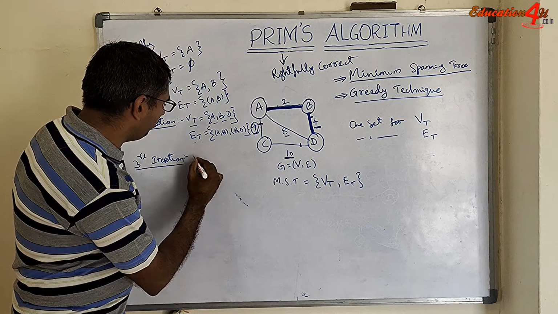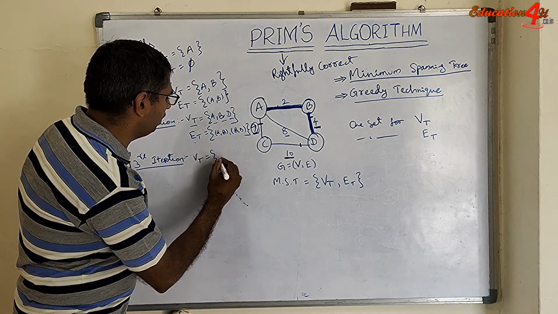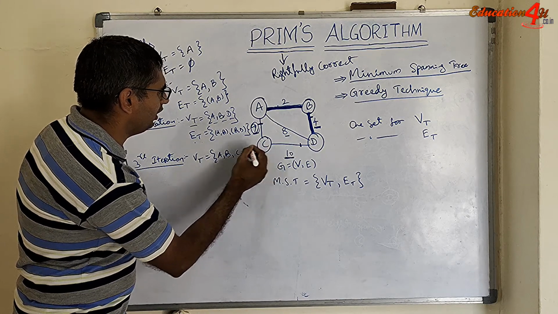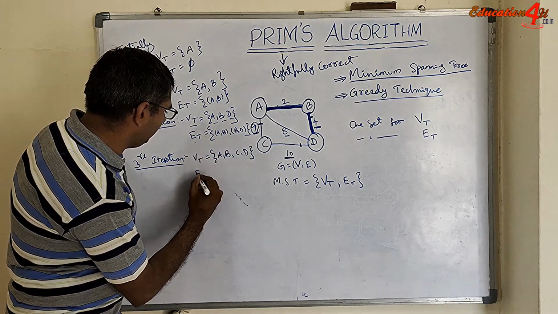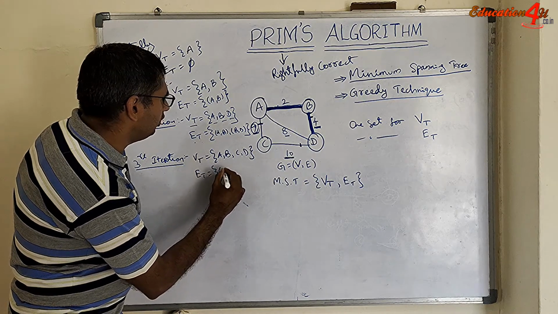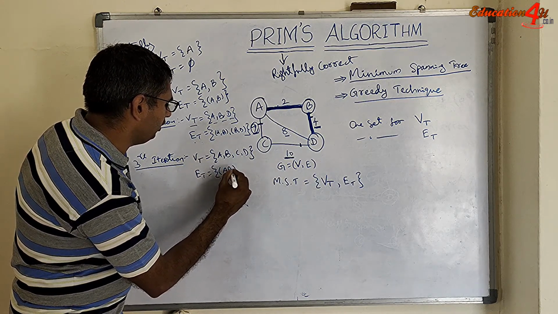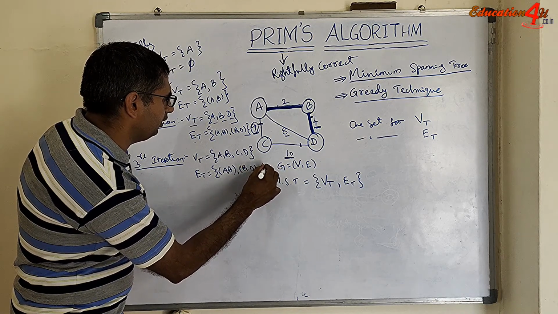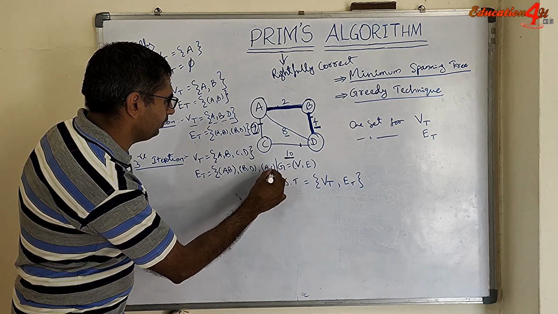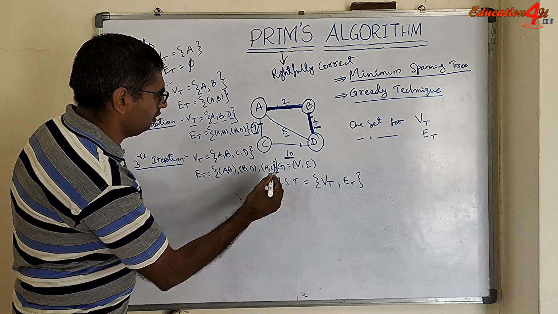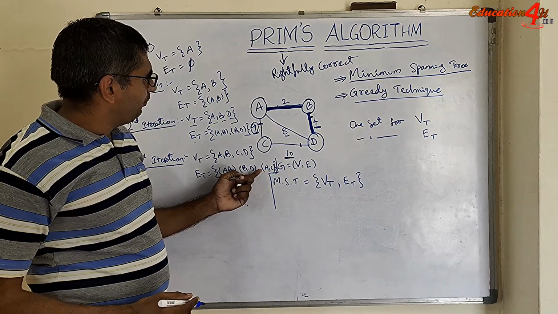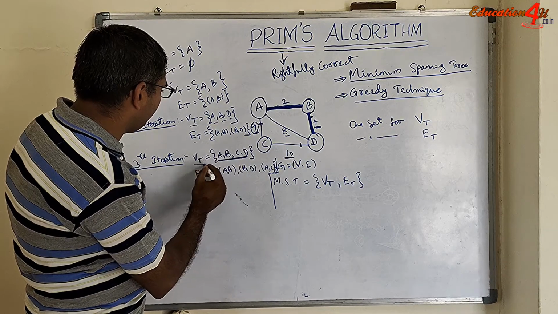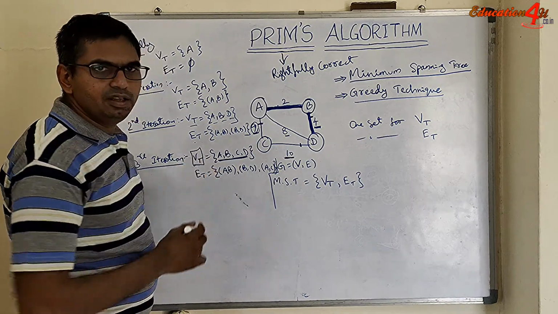Now Vt becomes A, B, C, D. C we have included. Et equal to now AB, BD and AC. Now as you can see we have got all vertices selected in our Vt set.